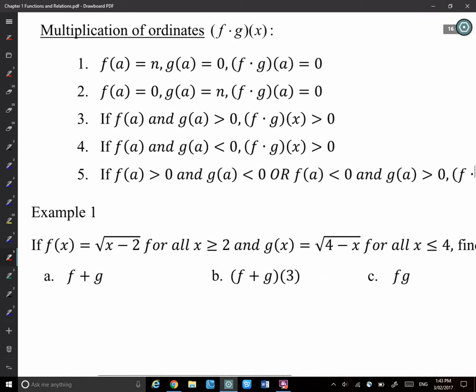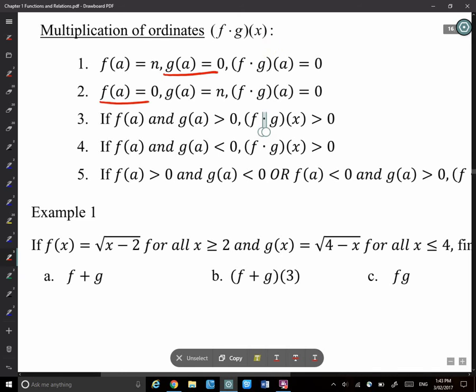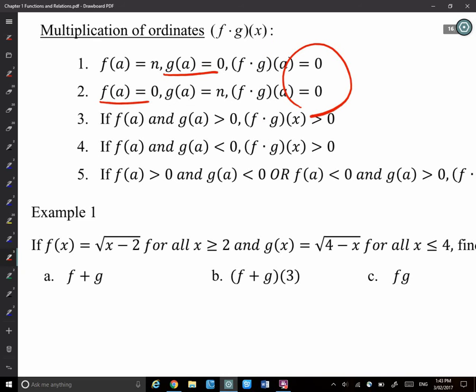Okay, multiply. Multiply is interesting. If you have multiply, you're looking for zeros. If one point is 0, then the result must be 0. 0 times anything will be 0.